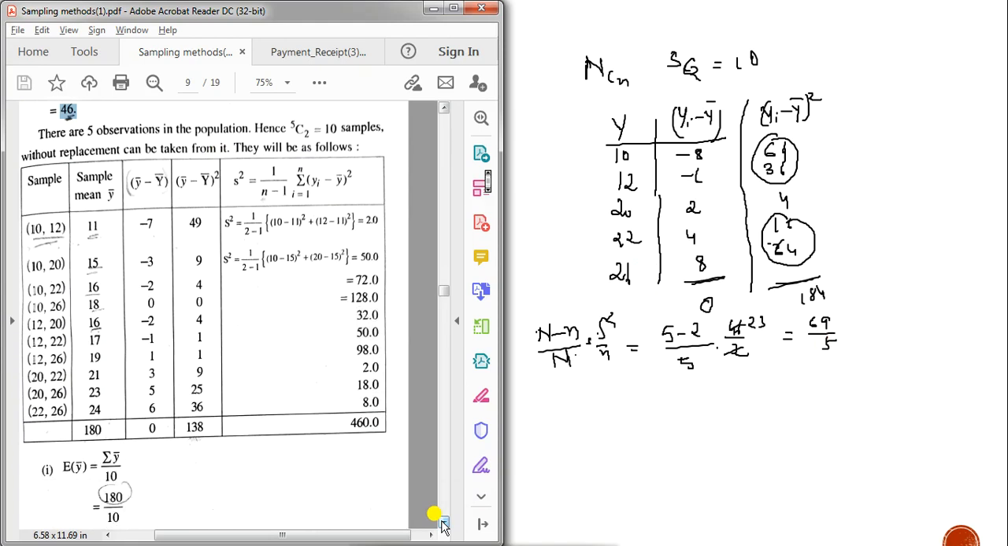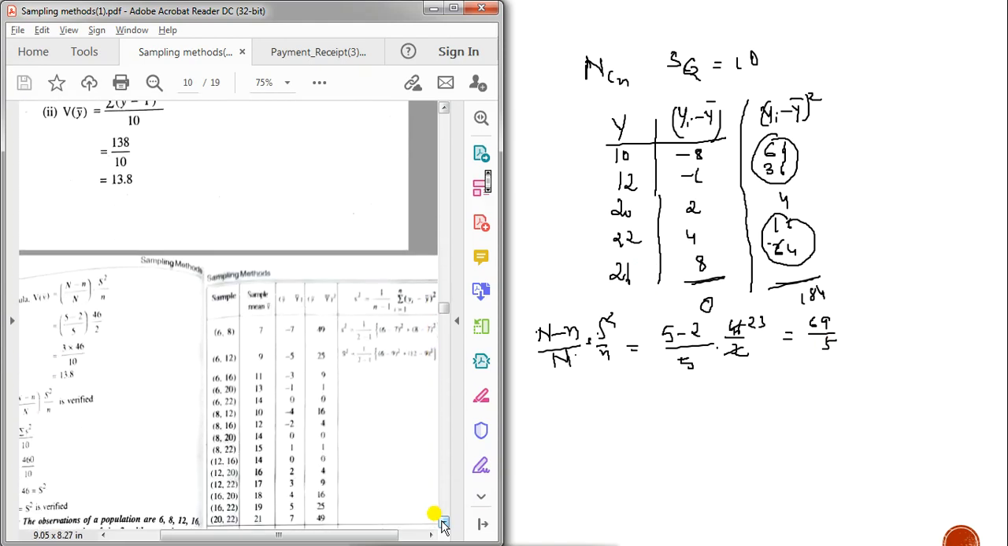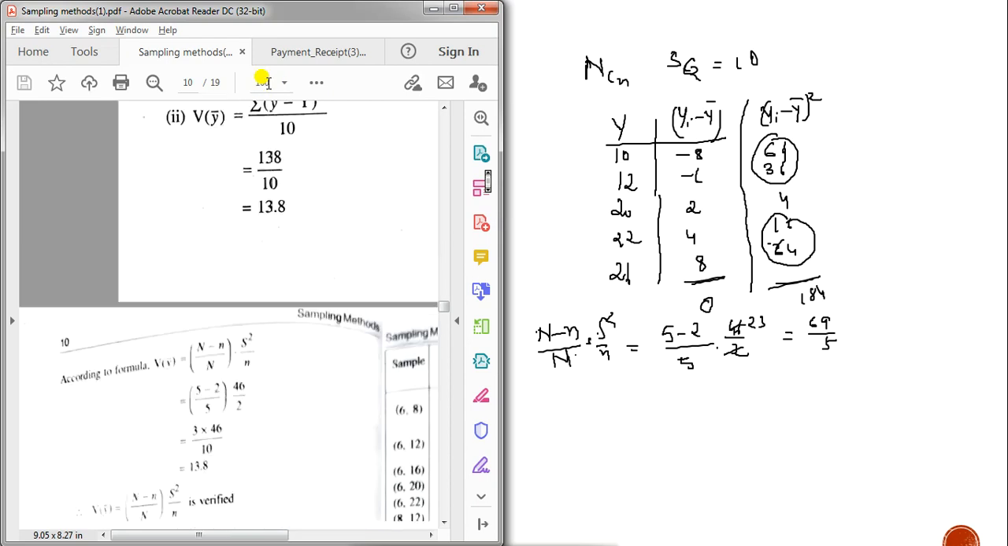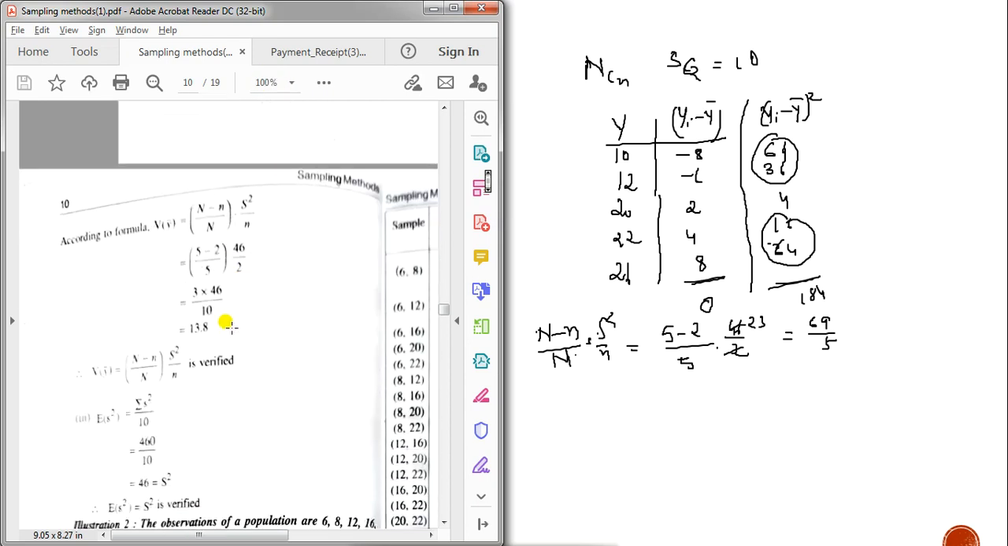so at the end, yes, here it is. So they have considered it in fractions. So let me highlight the part. So 3 into 46, why is it 46? Okay, 5 minus 2, okay, good, 5, 46 divided by 2, 23, okay.